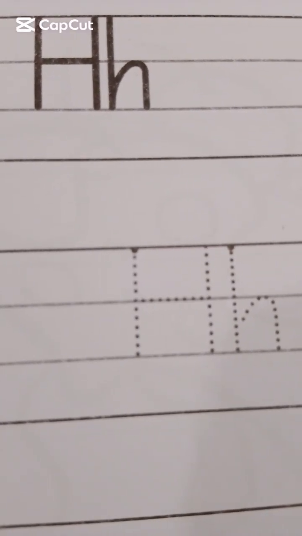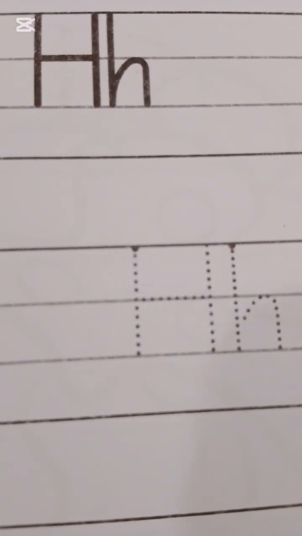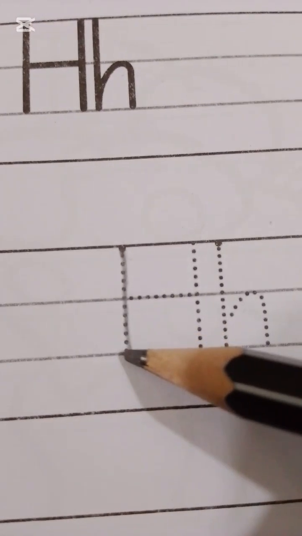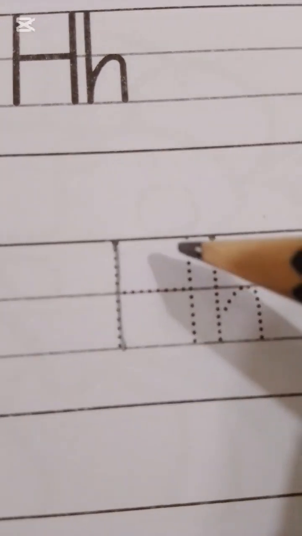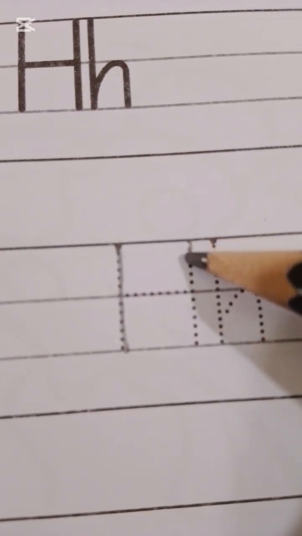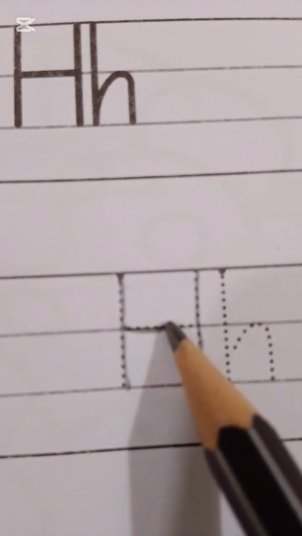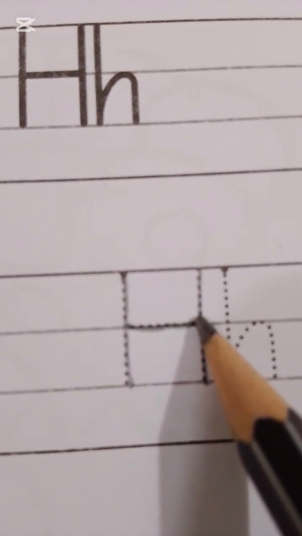This is letter H. H says H. Now, what's the formation of H? Start from the dot. Make a standing line. Again, make a standing line. And sleeping line from left to right.